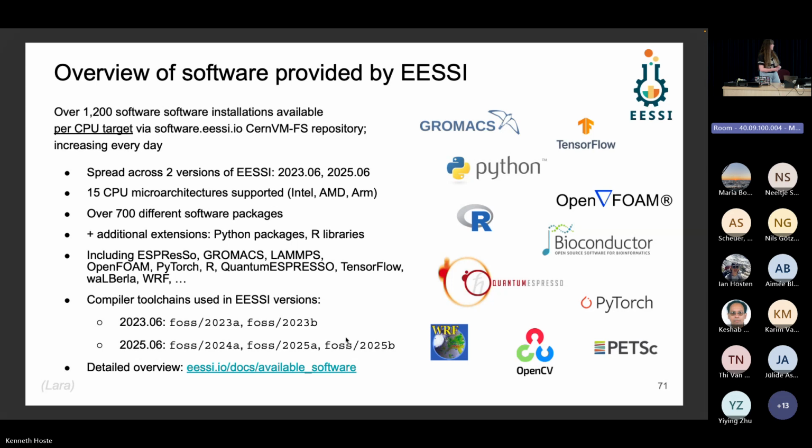So at the moment we have over 700 different software packages for all those different CPU targets. We also have a number of toolchains in there from 2023a to 2025, separated over two EESSI versions. And you can also find a detailed overview of all the software that is available in our documentation if you click on the link below.